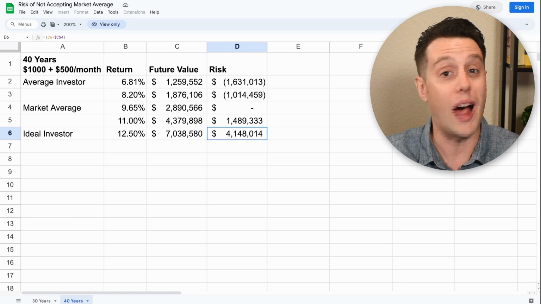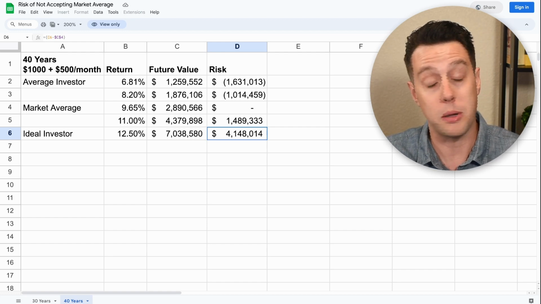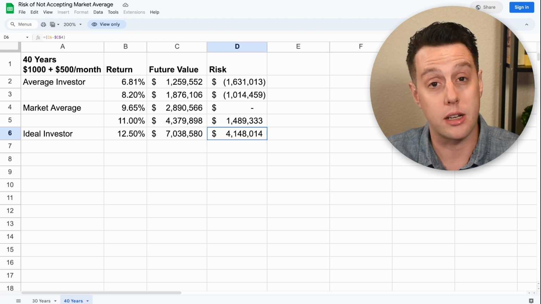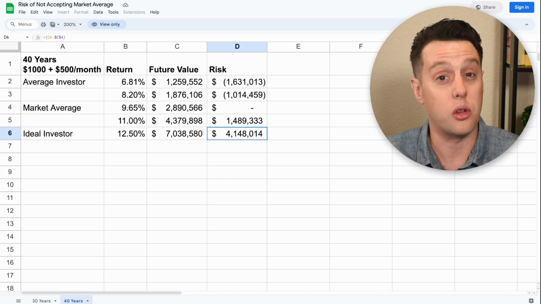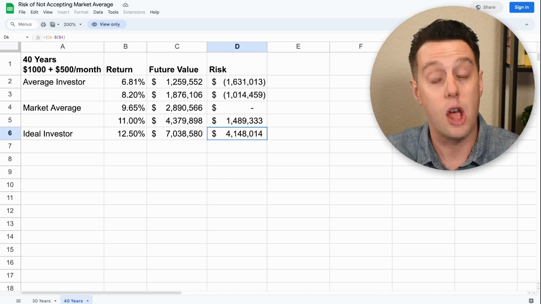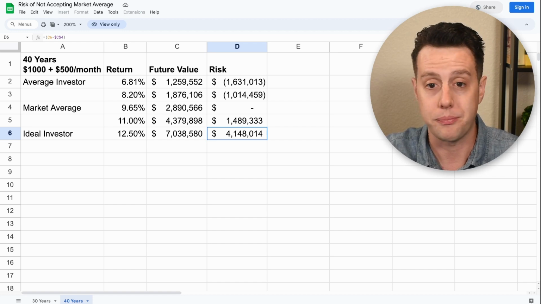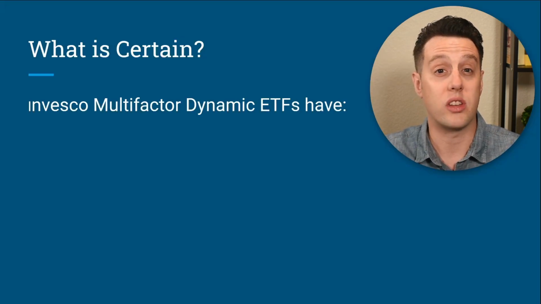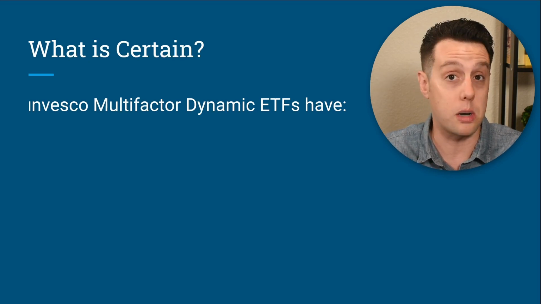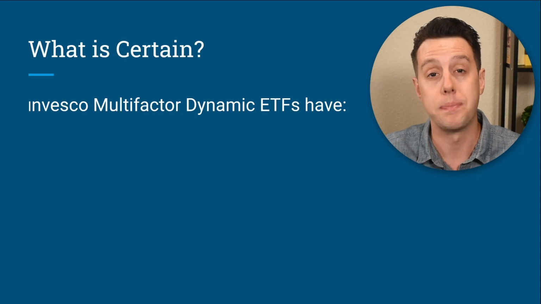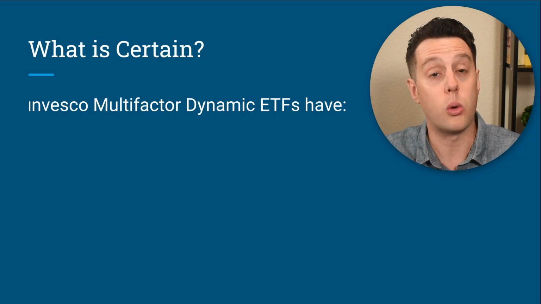That we don't know. Odds are not in your favor, especially considering that investment professionals running such actively managed funds underperform the index over 20 years. Only 3% of funds are able to beat the index, and in over 40 years it would be even worse. So we don't know if by investing in these Invesco multi-factor dynamic ETFs you're going to outperform or underperform the market. It's really a gamble. In the past 5 years it would have paid off. However, we do know some things.